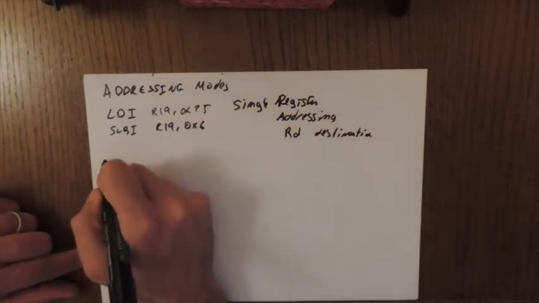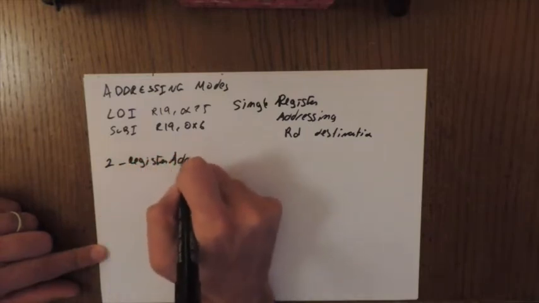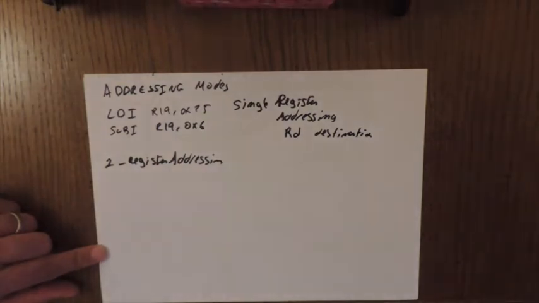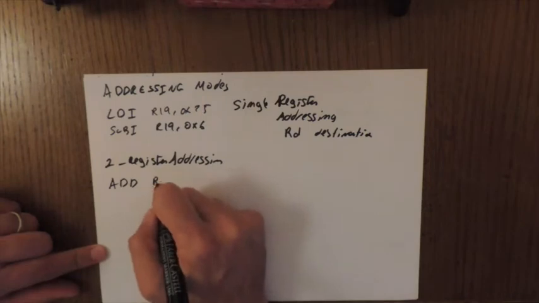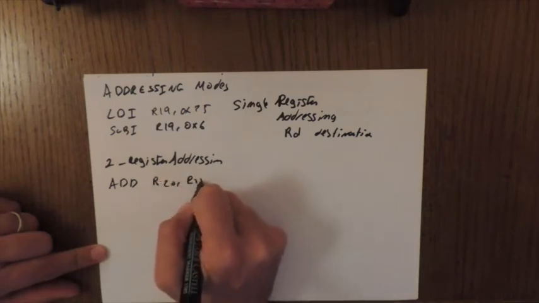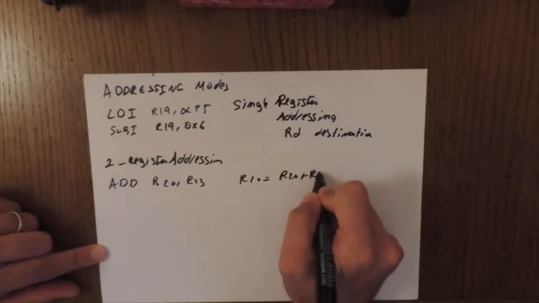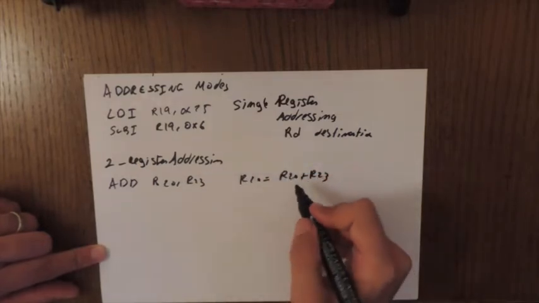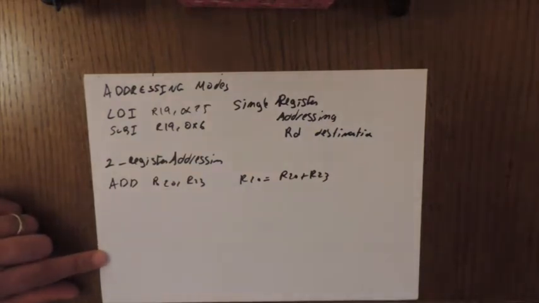So we have also 2 register addressing, which is when we do ADD, for example, R20 with R23. Here we are doing R20 equal R20 plus R23. We're using 2 registers as addressing, where we know the address of R20 and the address of R23.